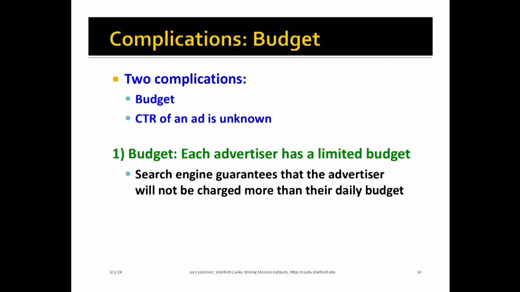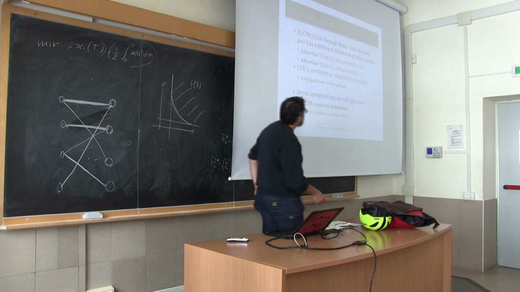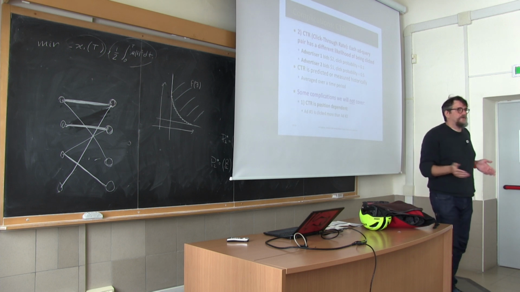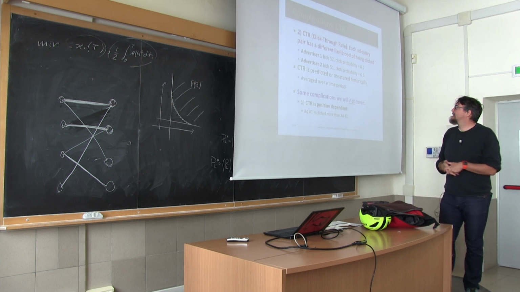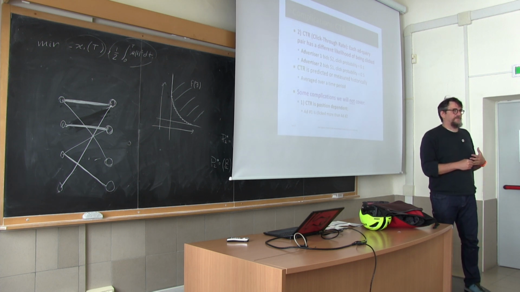The idea with respect to the budget is that the search engine will guarantee that each advertiser will not be charged more than the daily, or hourly, or yearly, or whatever budget it is, in a given amount of time. And in order to predict the CTR, to have an estimation of the CTR, what you can do is keep a kind of log of the previous queries, and you can predict it historically. So basically you can compute some statistics in order to get information about the expected CTR for a given query.